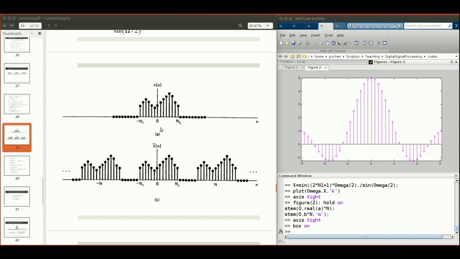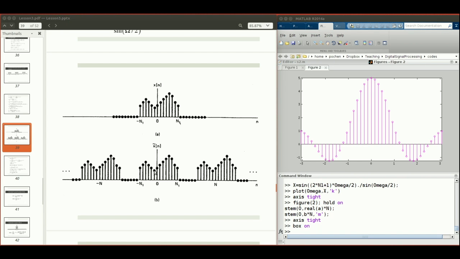But from this aperiodic sequence, we can construct a periodic sequence. We call it x-wiggle-n. This x-wiggle-n is basically just a repetition of the non-zero part of x[n]. You can sort of see that. The non-zero part for x[n] goes from minus n1 to positive n1. So here it's minus n1 to positive n1, and outside of this interval, it's basically just repeating itself. So we have effectively constructed a periodic sequence from an aperiodic sequence.